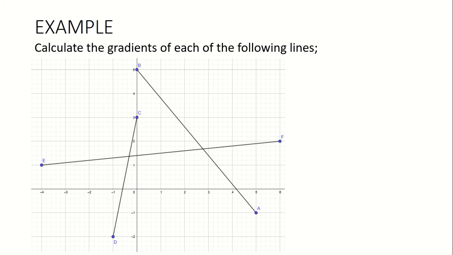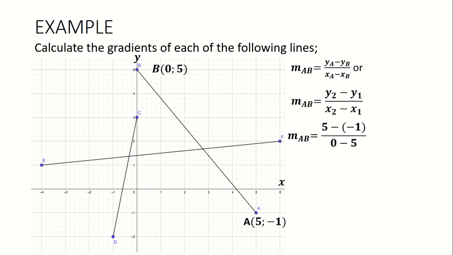Now let us calculate the gradients of the following points. We have the x and y values, the coordinates of A and B. To calculate the gradient of AB, I will simply take y of A, which is -1, minus y of B, which is 5, or you can simply use that formula. What I did here was simply this minus that, that's why I have 5 minus -1. Obviously that will turn out to be positive, and you'll have 6 over minus 5.